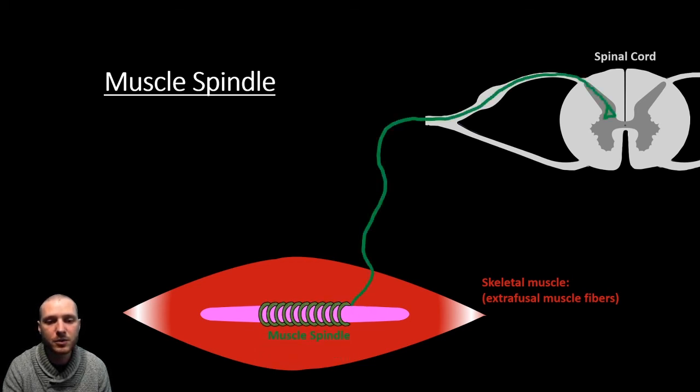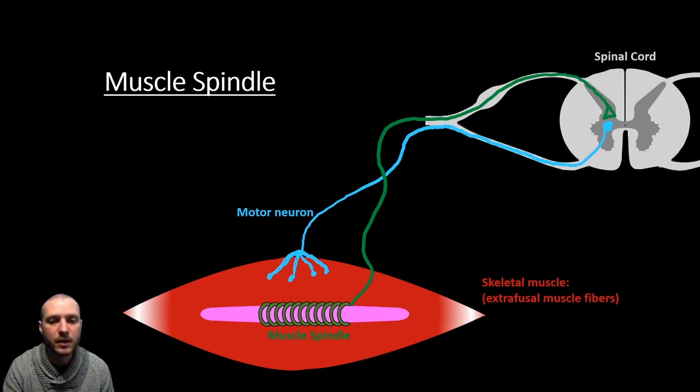So around these intrafusal muscle fibers, our sensory neuron, the muscle spindle, is going to coil around it, and then the axon is going to go all the way up into the spinal cord. Along with this pathway, we also have our motor neuron. The signal from the spinal cord is going to go all the way down to the extrafusal muscle fibers. So we've seen this motor neuron before. The spindle cell is the new one.